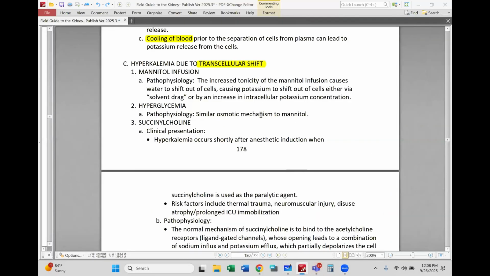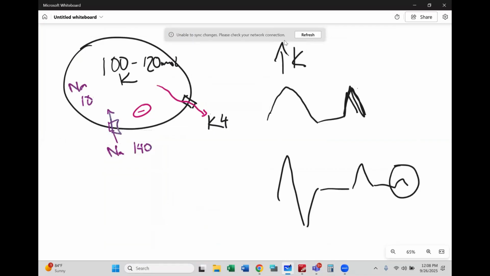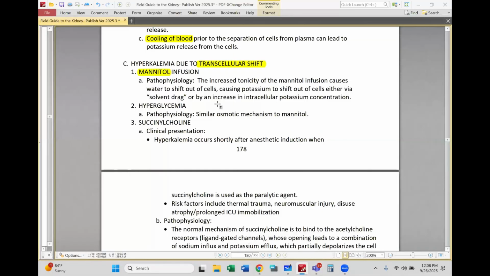Okay, so mannitol infusion, if it's a hypertonic mannitol infusion, can cause a solvent drag of sorts where water from the intracellular space is moving solute from the intracellular compartment into the ECF. Again, anything that causes increase in ECF tonicity, including hypertonic mannitol, could potentially do that, okay? Now, hyperglycemia is certainly the more common cause of this enhanced transcellular shift of ICFK to the ECF.